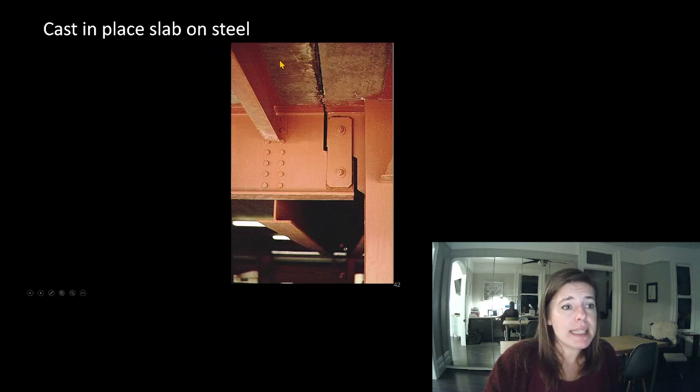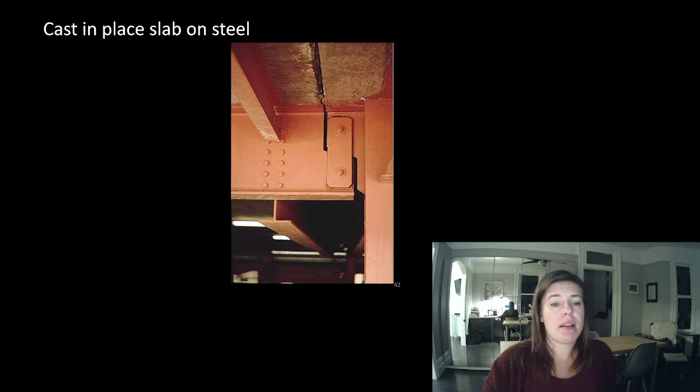Cast in place slab on steel. Not super common. We tend not to do concrete directly on steel because if we have to do formwork to hold up the concrete anyway, we might as well make it metal deck and make it composite and save ourselves some concrete and the cost of the formwork.